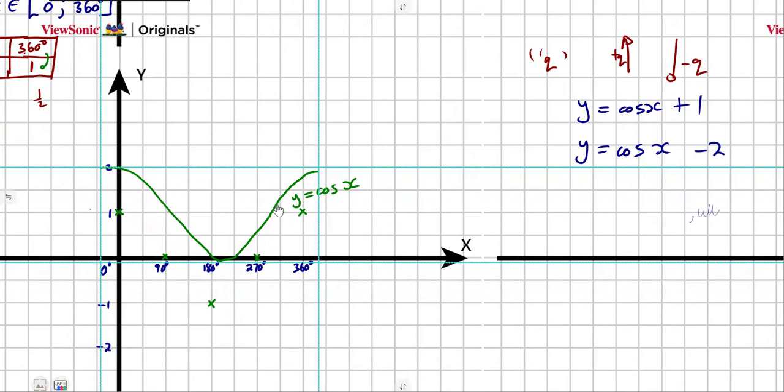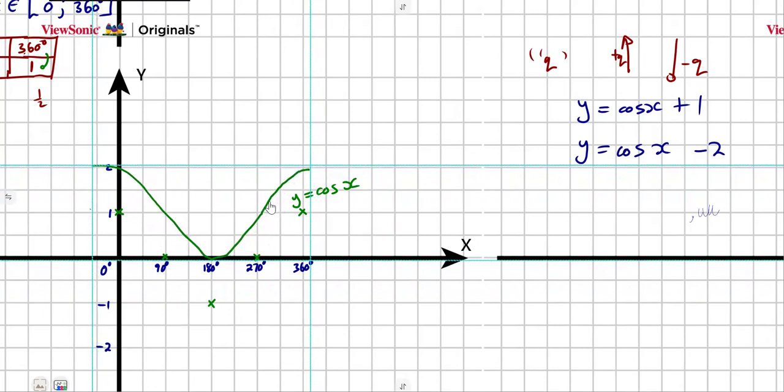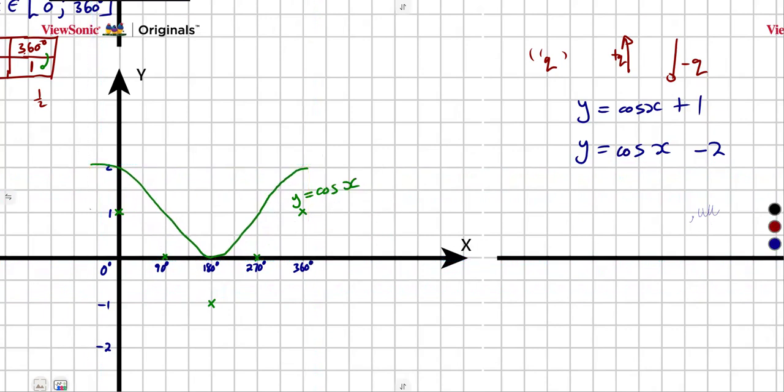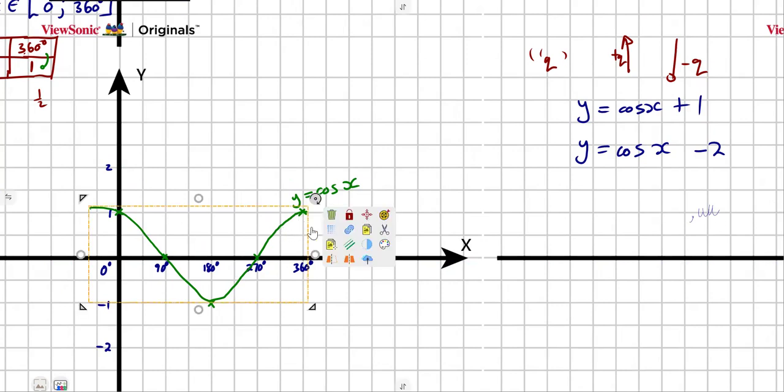So this is how our graph will be like now. All right, something like this. It was like this. So we are going to have 180, which was at -1, now at 0. It is just taking this graph up from where it was. Taking it down again from where it was.